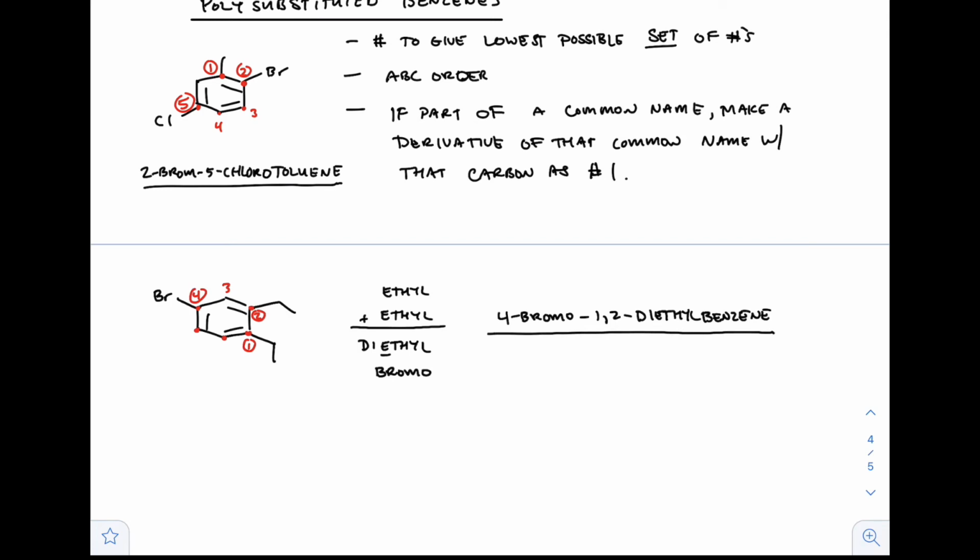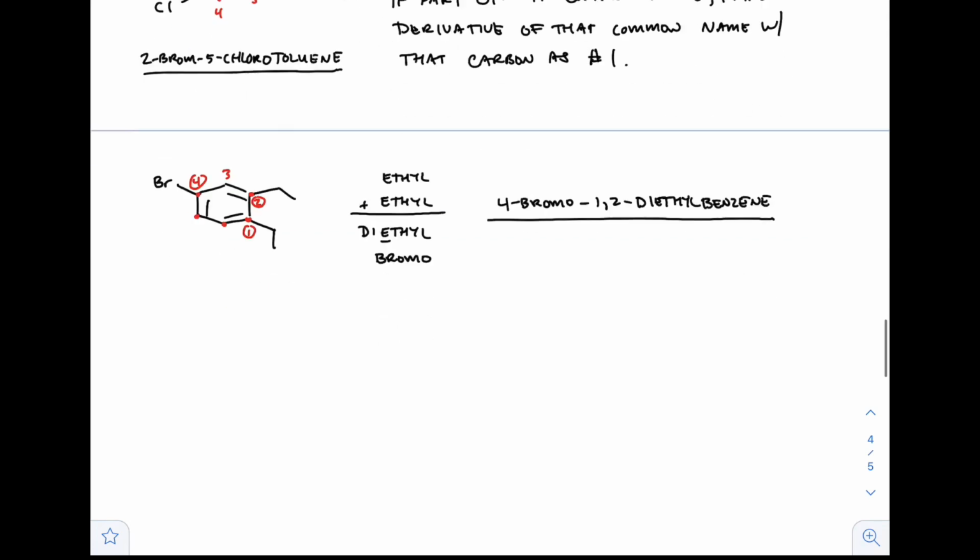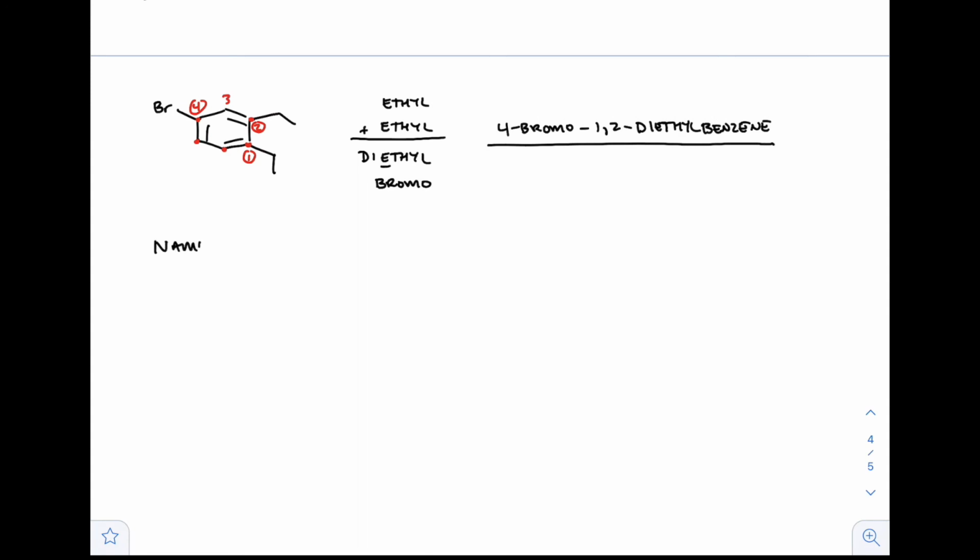All right, so that's pretty much it. I should have done another one with different letters so that I can really hammer in that the D in diethyl is not included in the ABC order, but I think you guys got that. So let's name a benzene as a substituent. What does that mean?